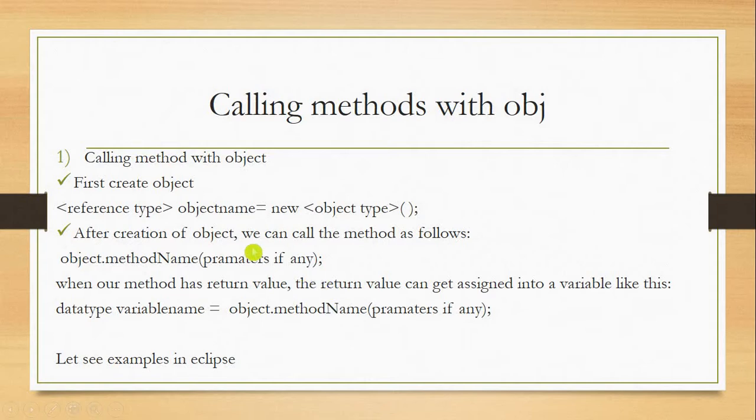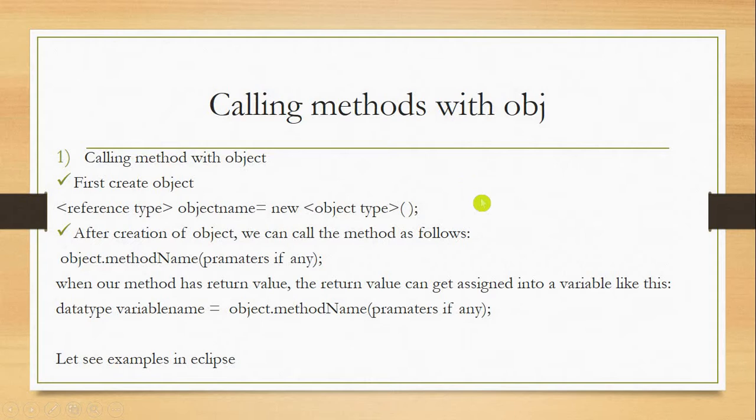To call a method by creating object, first we need to create object. How do we create object? The syntax for creating object goes like this. The reference type, object name, new, and object type. Please keep in mind that the reference type must be more general, or at least must be the same as the object type.